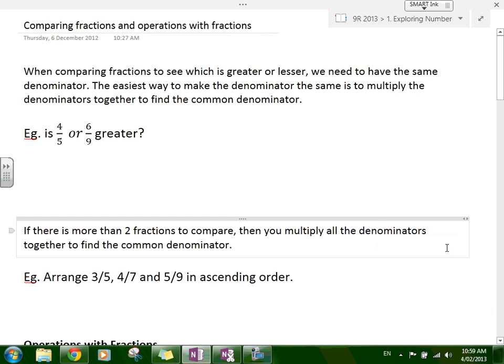So if you could put this heading down: comparing fractions and operations with fractions. Okay, this is revision, you guys, so this one is moving quite quickly. If you need a hand with this, make sure that you check with me what you need to know or what you need to do. Please make sure that you are familiar with how to do all these things. Operations with fractions, comparing fractions.